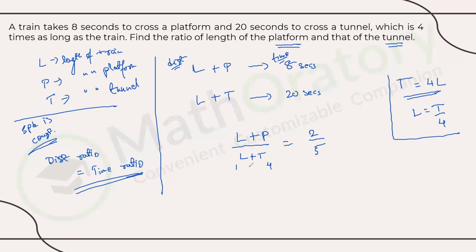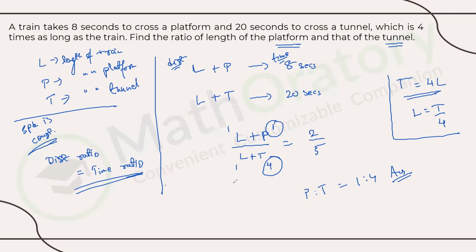But just think about this. If this is 1 plus 4, that is 5, then this numerator has to be exactly 2, right? So if I have assumed L to be 1, then in order to make this 2, I need to have the platform also of length 1. So essentially, the required ratio, that is the platform to the tunnel, comes out to be 1:4 being our answer. So pretty easy to solve in this way.